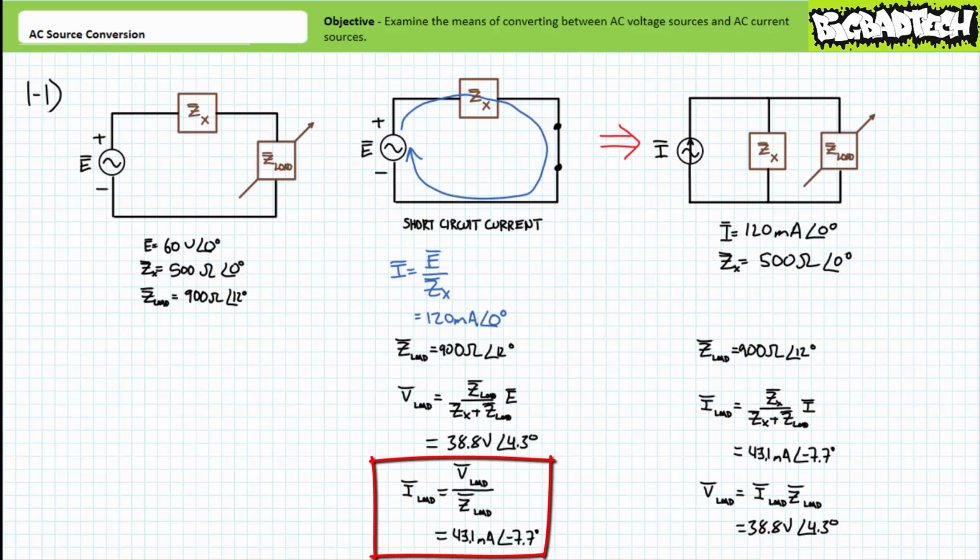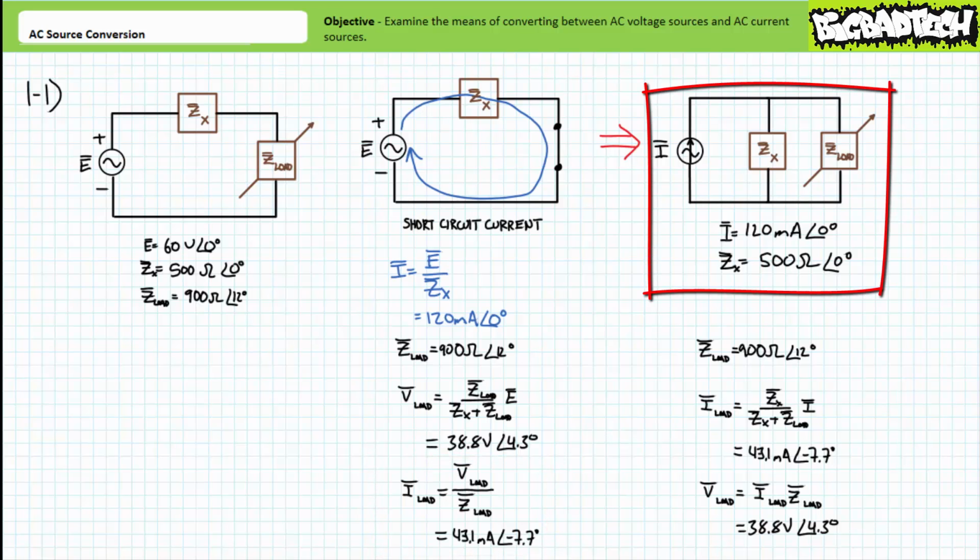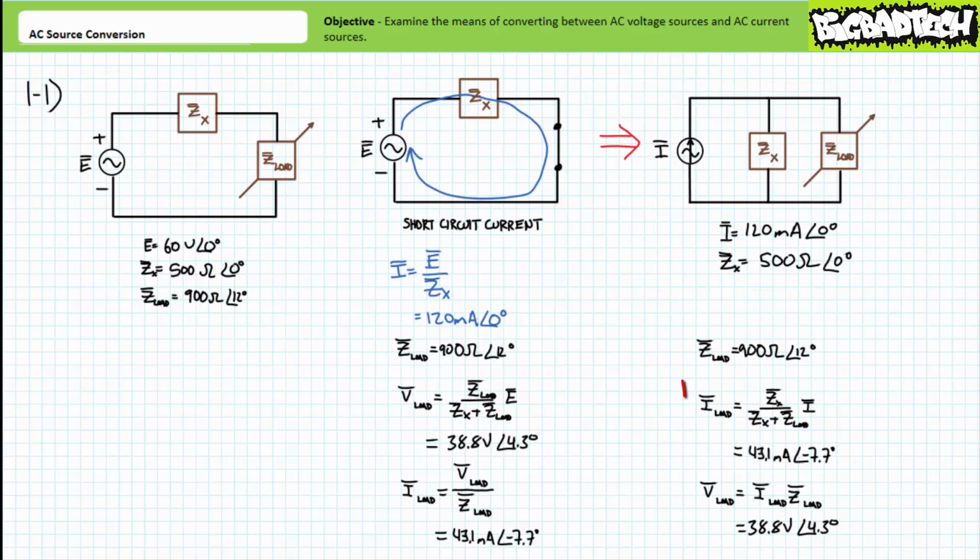Our modified configuration is a perfect setup for the AC current divider rule. We know incoming current, and we know both impedances in a parallel combination of two elements. An application of the AC current divider rule demonstrates current through the variable load impedance currently set at 900 ohms at an angle of 12 degrees will be 43.1 milliamperes at an angle of negative 7.7 degrees. A subsequent application of AC Ohm's law demonstrates voltage across the variable load impedance will be 38.8 volts at an angle of 4.3 degrees. Equivalency has indeed been maintained, and the variable load impedance is none the wiser to the substitution.